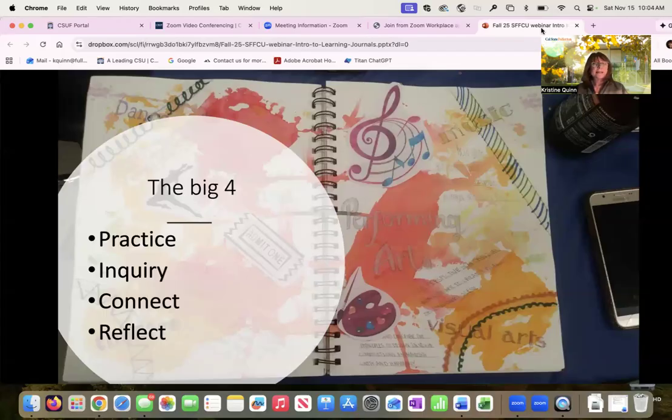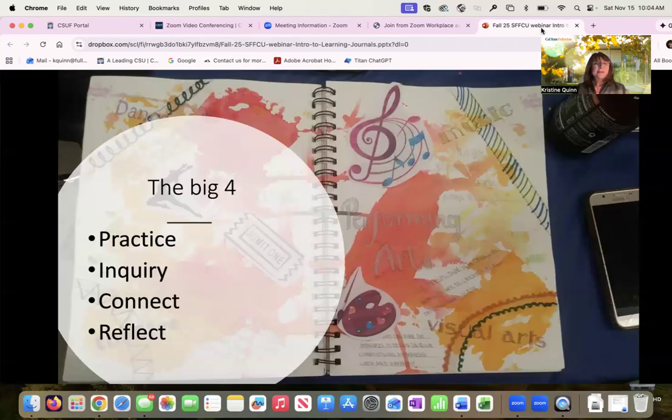The second is inquiry, asking questions. I wonder what would happen if I put this on the page. I wonder how this watercolor will react with another color. I wonder what will happen if I add thick lines or thin lines. The idea of practicing inquiry, asking questions. I wonder.